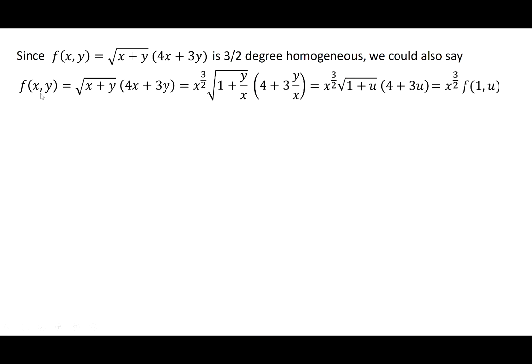That's the point I'm trying to drive at. The original f of x comma y can be separated as x to the 3/2 times some function of u. Now I can say, because 1 is a constant, I can say this is equal to some g of u. Folks, if you understood that, that's fine. If you didn't understand, don't worry too much about it, okay? All right.